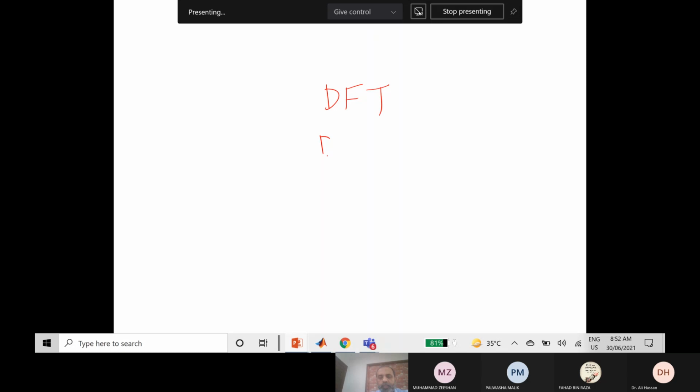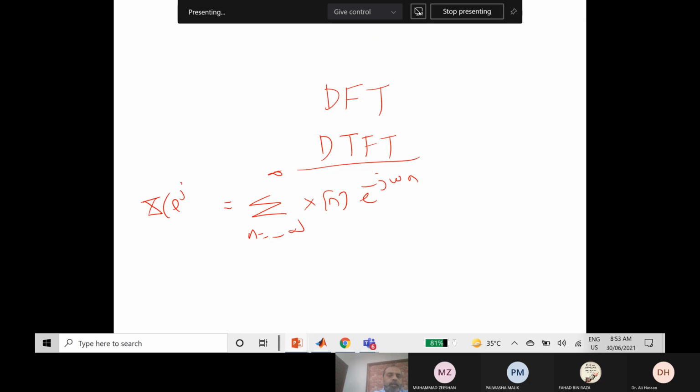If you remember, we have already learned about the discrete time Fourier transform, where you have the formula X of e to the j omega equals the sum of x of n e to the minus j omega n, n going from minus infinity to infinity. This is what we did in the first part of the course, where we learned about the DTFT and its properties.